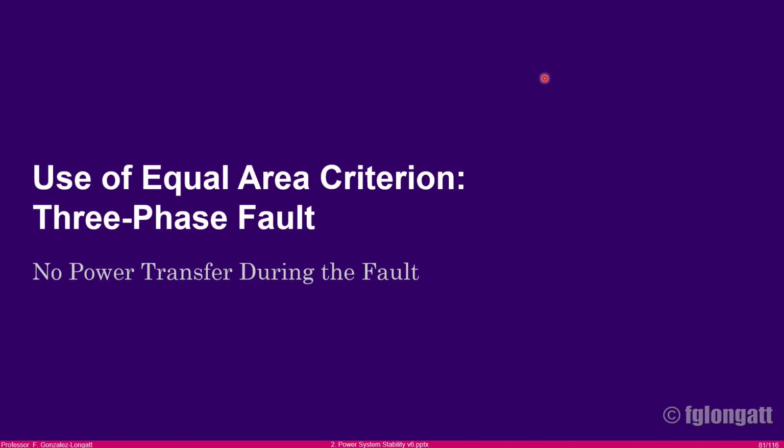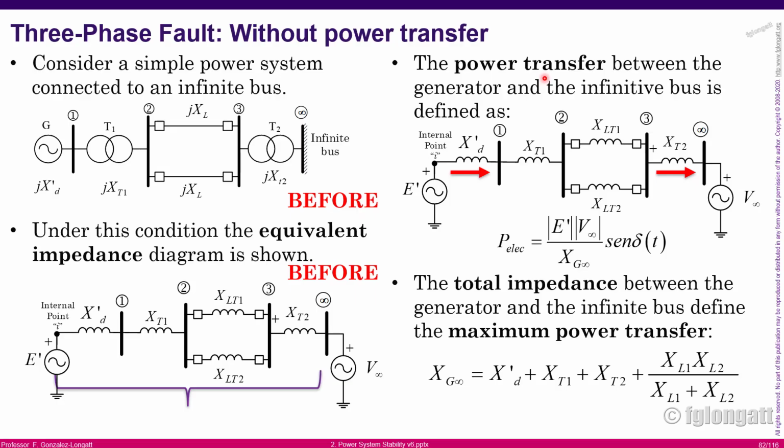In this case, we will use the equal area criterion in order to identify transient stability, if the machine is still in synchronism. The first step is, in this case, assuming that there is no power transfer during the fault. As I explained in my class about the transient stability analysis, we need to define conditions before the fault, during the fault, and after the fault.